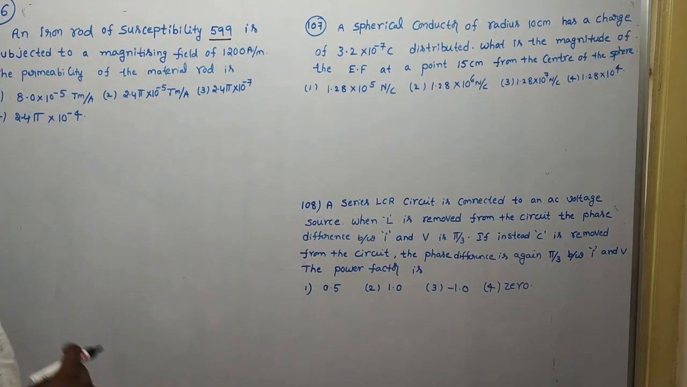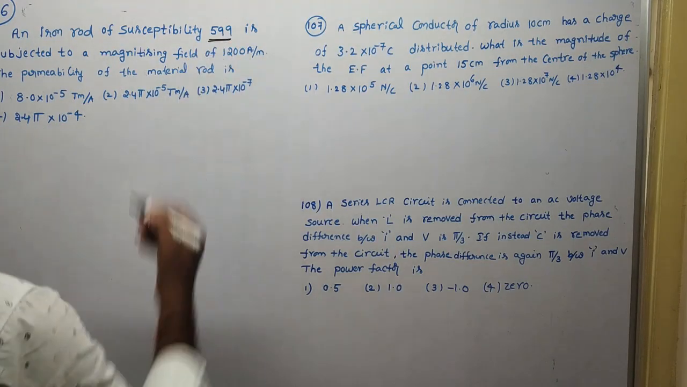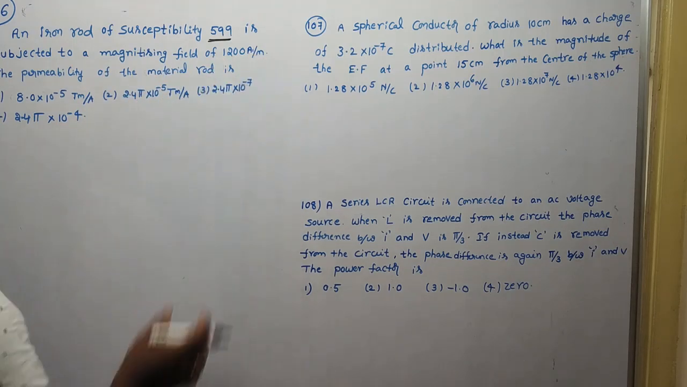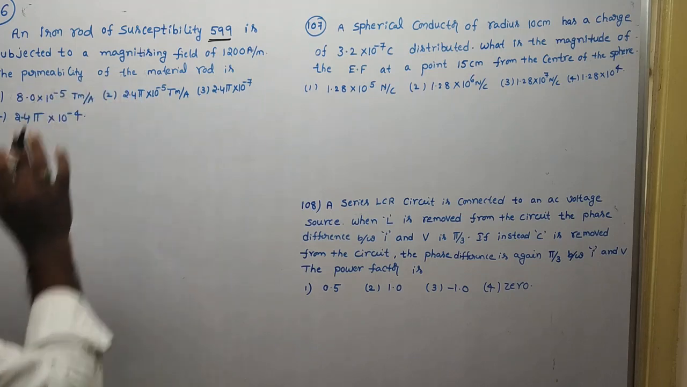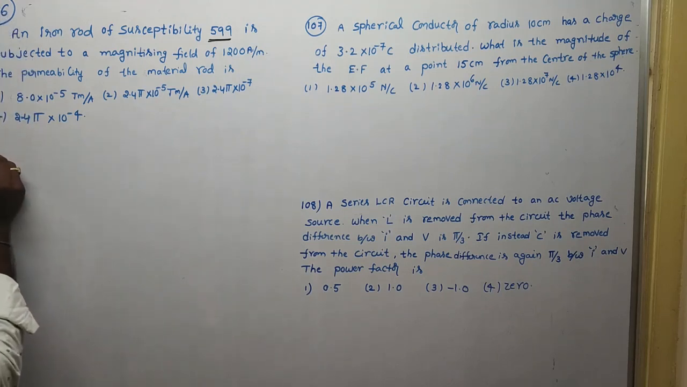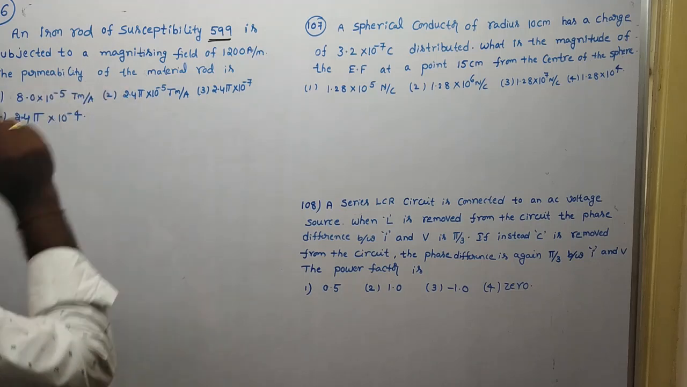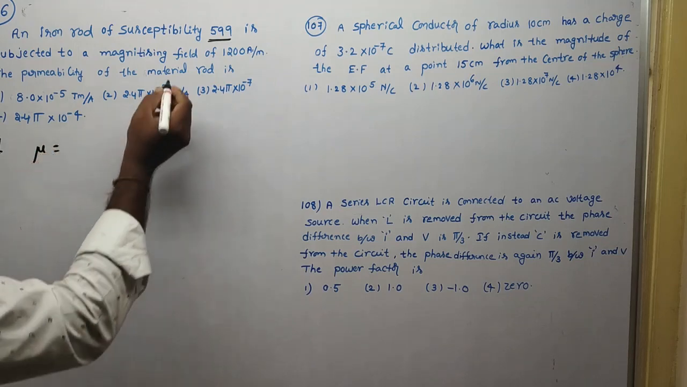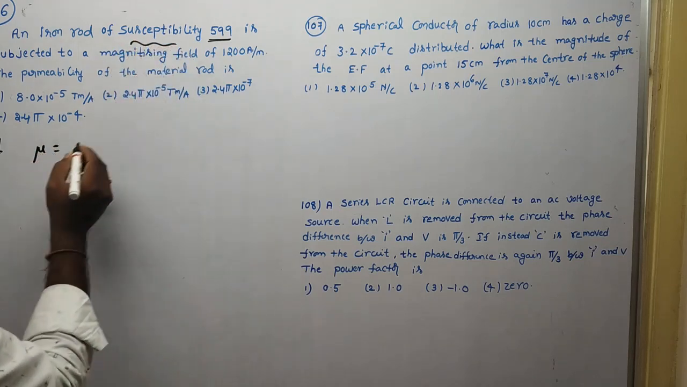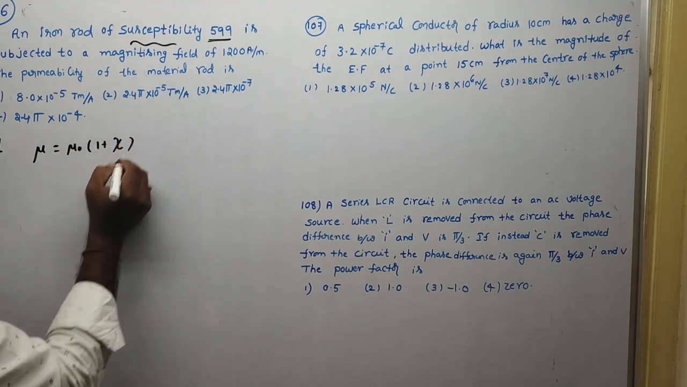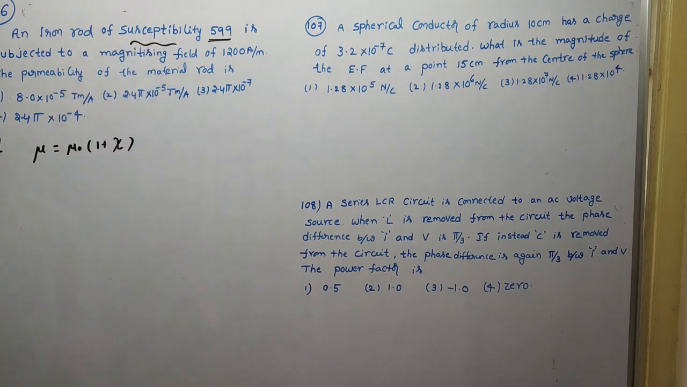Next one, an iron rod of susceptibility 599 is subjected to a magnetizing field of 1200 ampere per meter. Then the permeability of the material rod is. Solution. It's a simple question. The relation between the permeability of the material and the magnetic susceptibility is given by mu naught into 1 plus chi, where chi is the susceptibility.